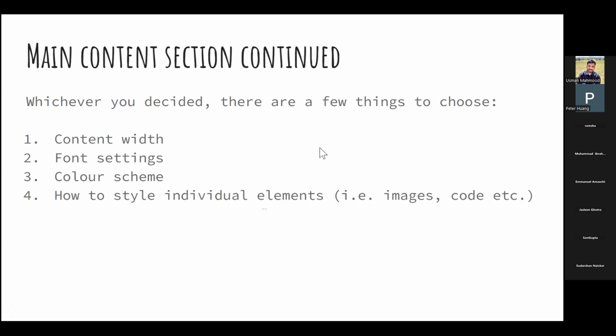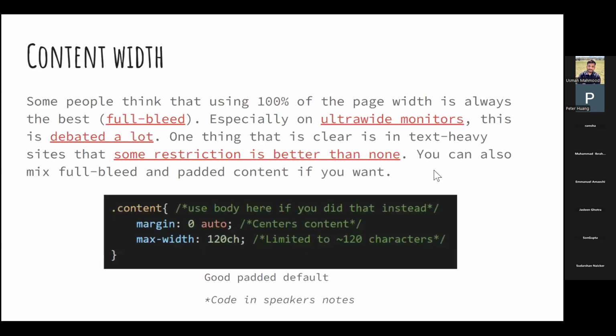So when you're deciding to set up your content, there's things to consider: content width, the font settings, the color scheme, and how you can style individual elements, the images, code, text, whatnot. The content width is typically set to auto, where people think they're using 100%, but it's always set to whatever is required. The only issue is that whenever you have a width set, you want to make sure that you design it in a manner that could potentially work on all monitors or screens, since each screen's size is different.